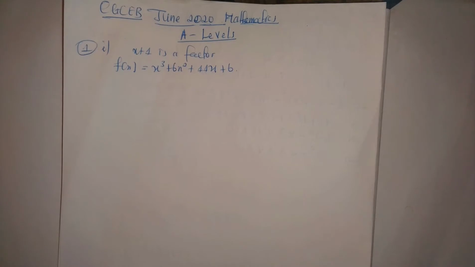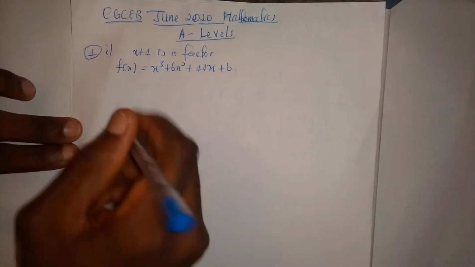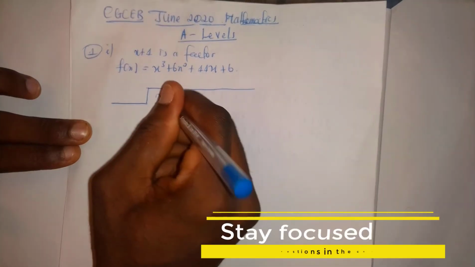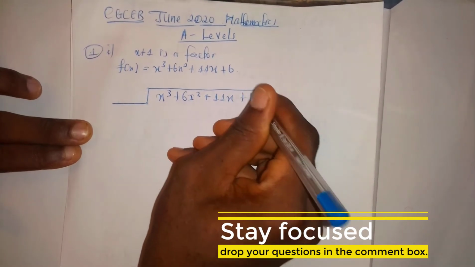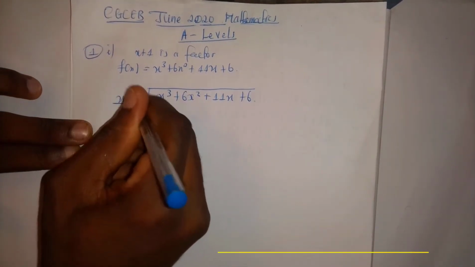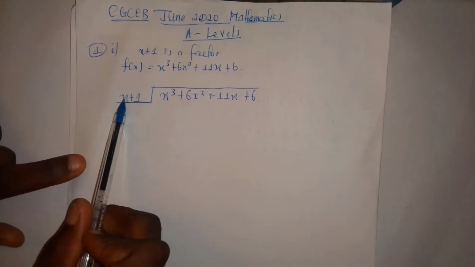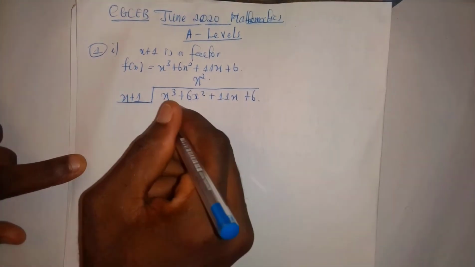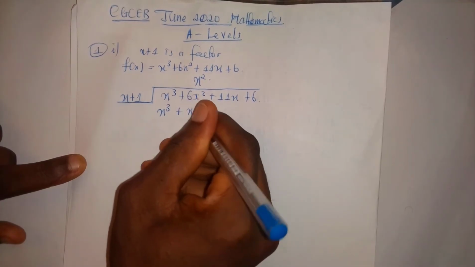So from here, what we need to do is divide this polynomial by the factor. We are going to use the Euclidean division method, in which we have x cubed plus 6x squared plus 11x plus 6, and here we have x plus 1. Let's perform the Euclidean division. x cubed divided by x will give us x squared, and x squared times x will give us x cubed, and x squared times 1 will give us x squared.